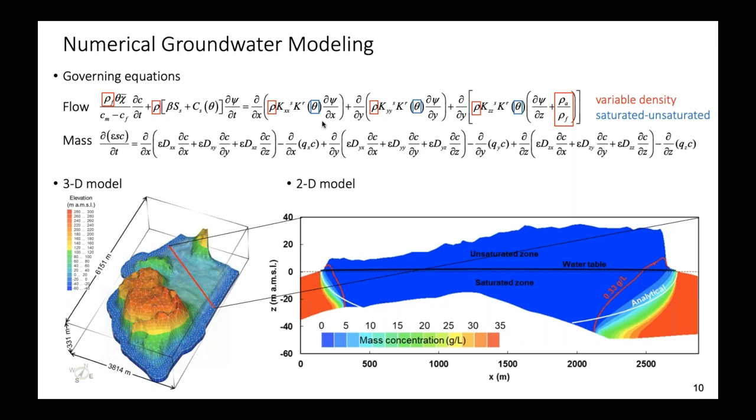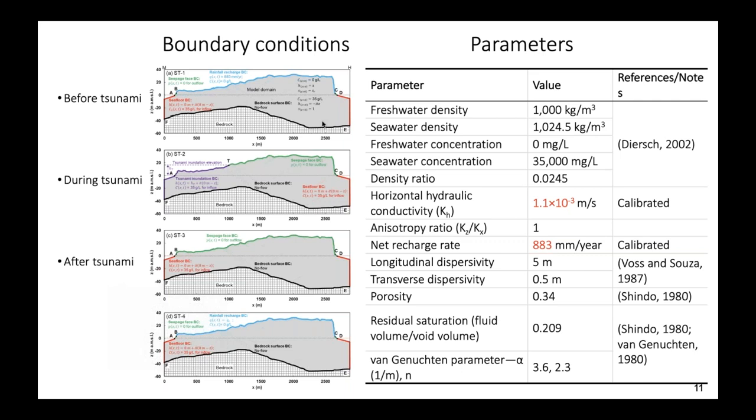So here we use numerical groundwater modeling methods to solve variable density flow in unsaturated and saturated porous media. We use both three-dimensional modeling and two-dimensional modeling. These show the boundary condition settings. We split the simulation into four stages. The first stage simulates the normal condition of the groundwater system before the tsunami arrival, and then during the 2 hours of tsunami inundation, and after the tsunami inundation. Here I would like to highlight the hydraulic conductivity is relatively high, 1.1 × 10^-3 meters per second, and the rainfall recharge rate was about 800 millimeters per year.